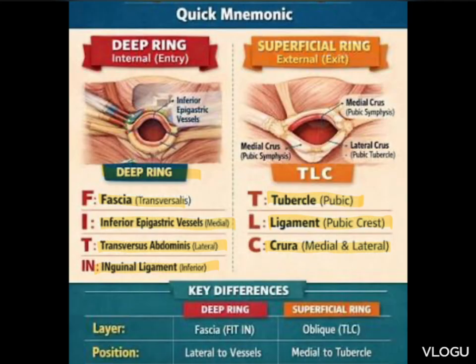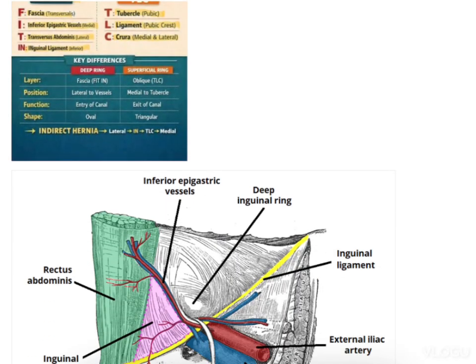Okay, if anything comes directly without entering the deep ring, that is a direct hernia. If anything comes through the deep ring, we have to suspect the patient has an indirect hernia. Okay, so these are the things.